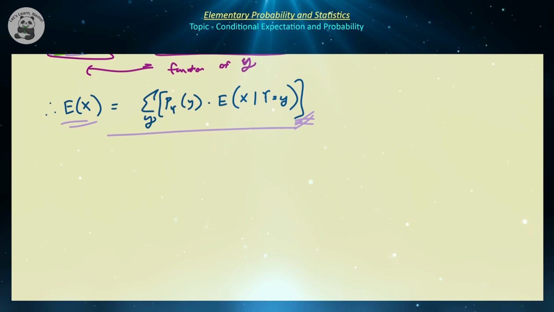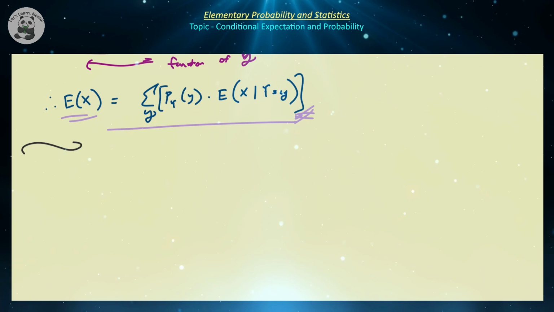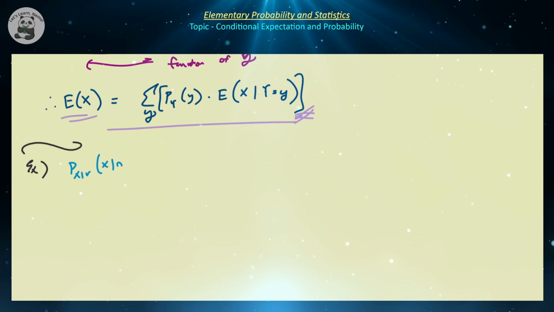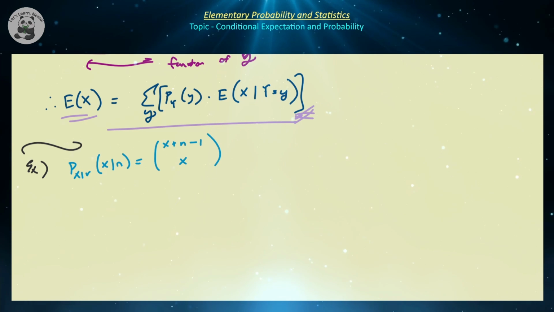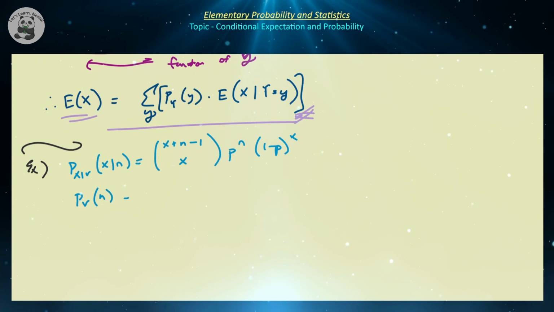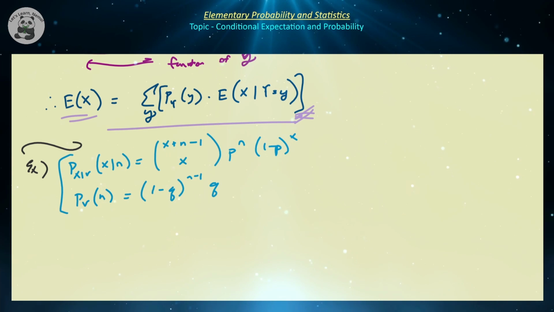Let's go back to our example where we had the negative binomial random variable x, and that random variable nu that was needed for the parameter of our negative binomial distribution. Let's go back to what we built there. The probability of x given nu equal to m was equal to (x plus m minus 1 choose x) times p to the power of x times (1 minus p) to the m, and then p of nu was equal to (1 minus q) to the m minus 1 times q.